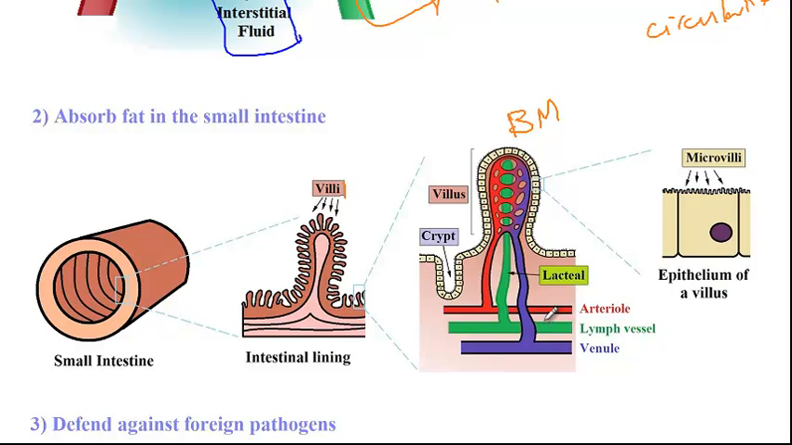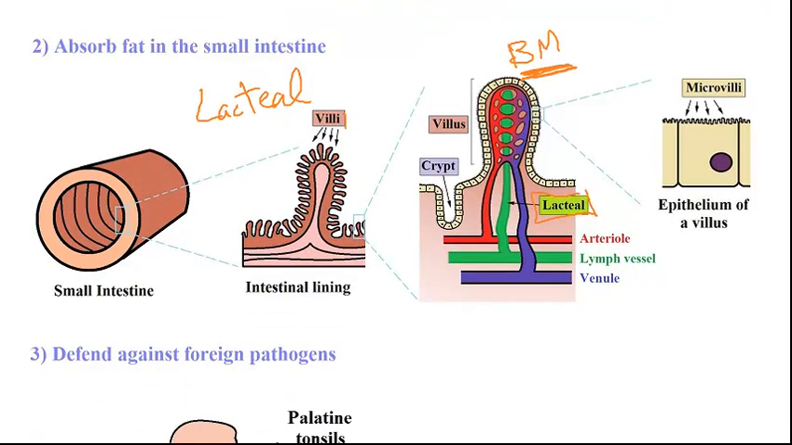The lymphatic vessels, however, don't have the basement membrane, as a consequence of which fat and other large molecules can get absorbed via the lymphatic vessels, the other name for which is lacteals. So I would like you to remember this name. Lacteals are the lymphatic vessels inside the intestinal network that allow for absorption of large macromolecules.